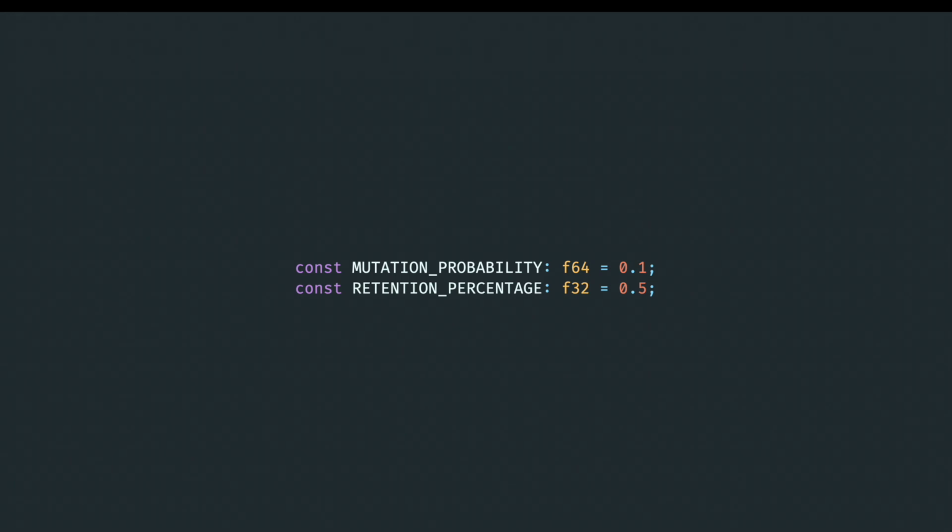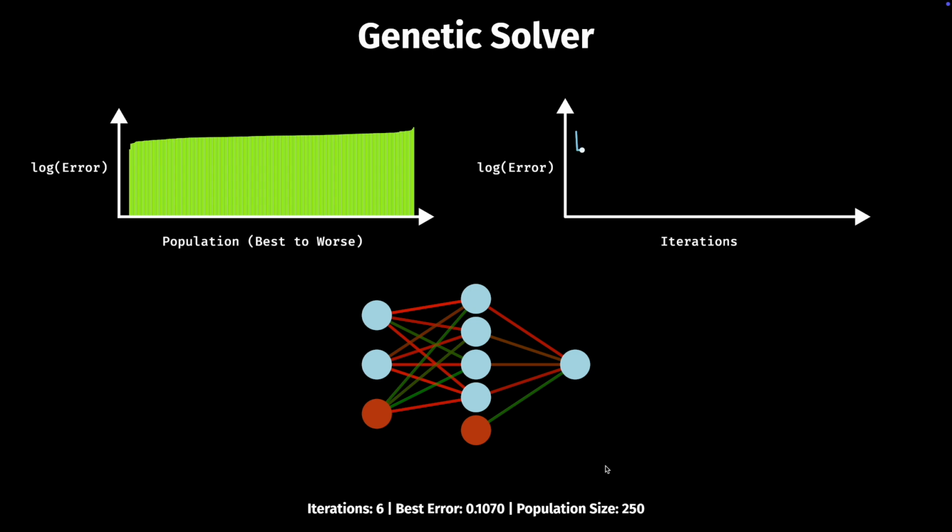These are the constants that we use in our implementation. The mutation probability is set to 0.1 and the retention percentage is set to 0.5. This means that each bit has a 10% chance of mutating and the best 50% of the population are retained. Here you see our implementation of the genetic algorithm in action.